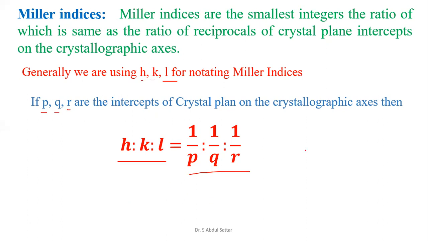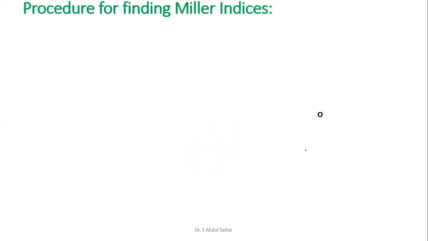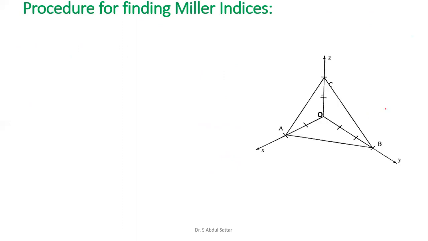So now I am going to discuss the steps involved to obtain the Miller indices. Let us take a crystal plane. See here, this ABC is the crystal plane. OA is the intercept of the plane on the x-axis, OB is the intercept of the plane on the y-axis, and OC is the intercept of the plane on the z-axis. These intercept values we express as multiples of lattice parameters along these x, y, z axes respectively. The lattice parameter along the x-axis we name as a, along the y-axis as b, along the z-axis as c.